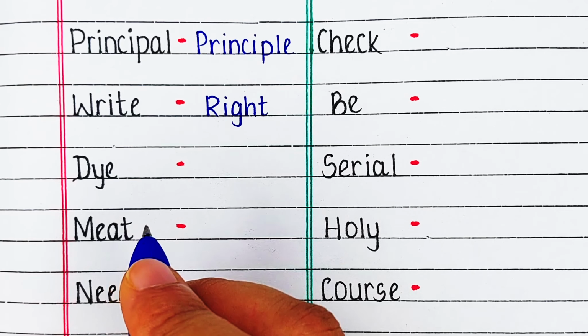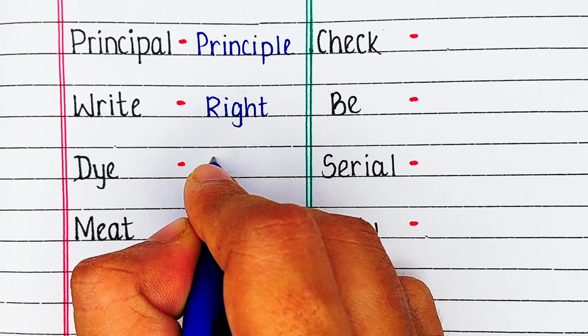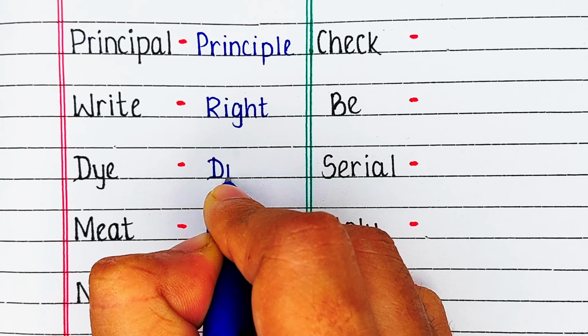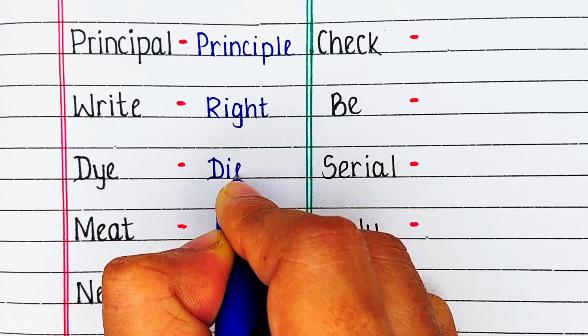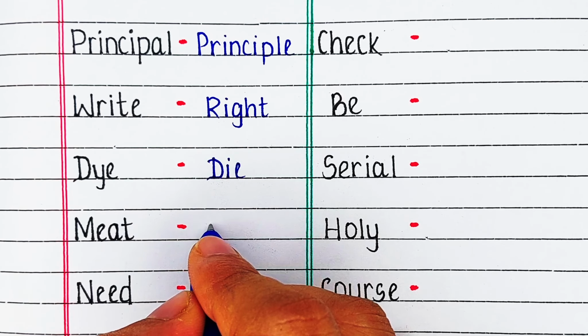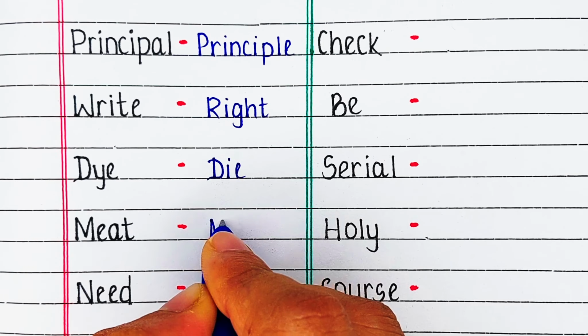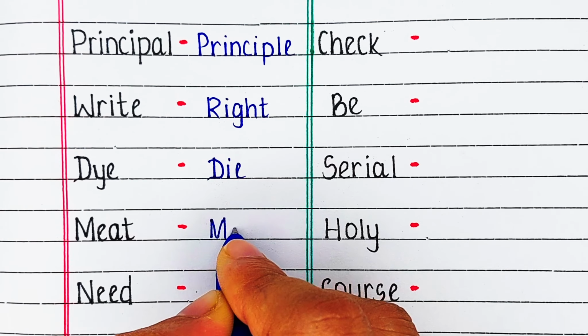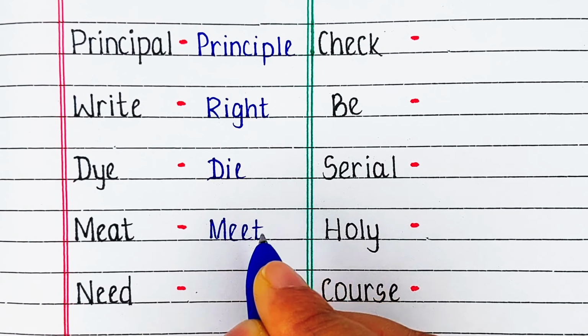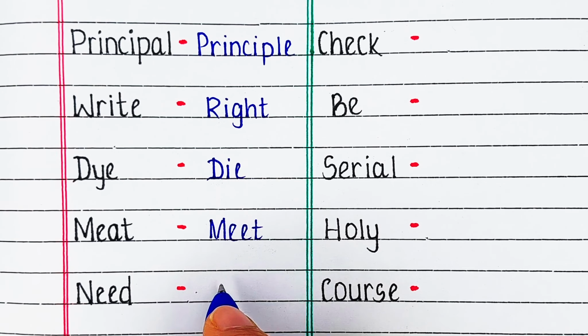The next pair of confusing words, dye. DYE means something that is used to give color, whereas DIE means to stop functioning. Next pair of confusing words is meat. MEAT means flesh, whereas MEET means to come together.